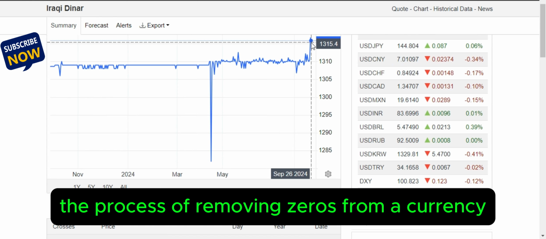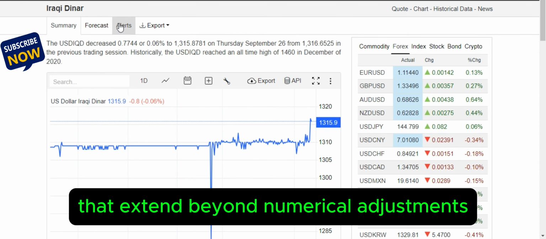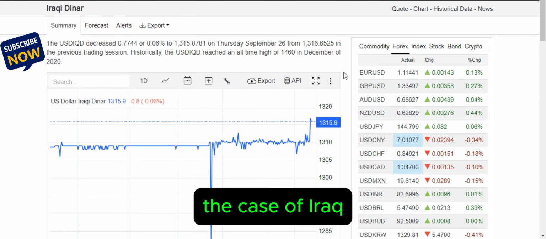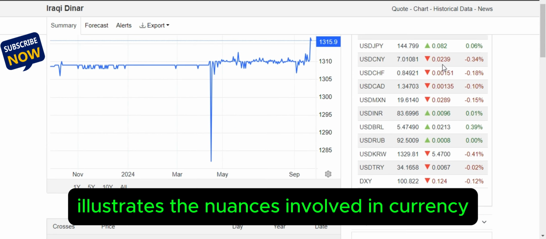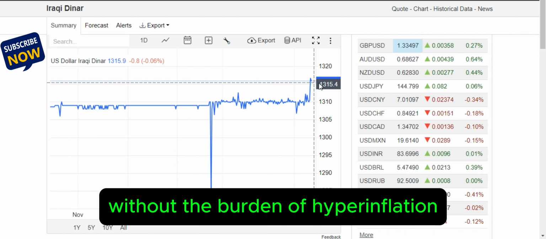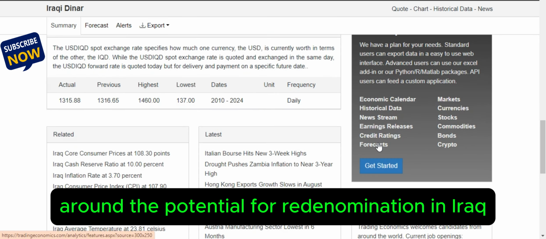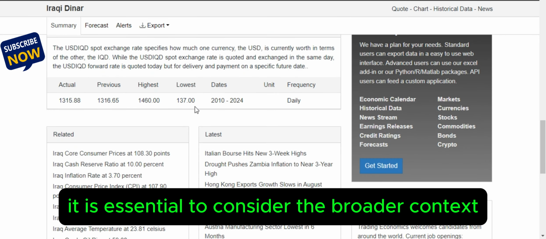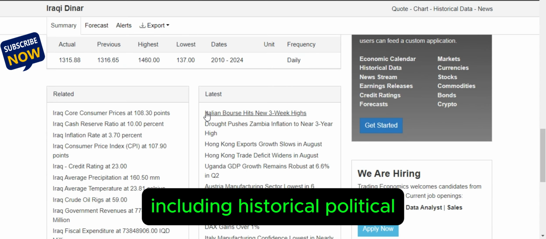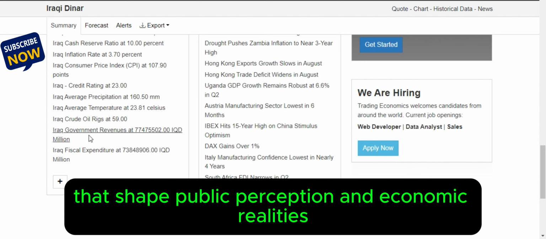In conclusion, the process of removing zeros from a currency, while often associated with high inflation and economic turmoil, has complex implications that extend beyond mere numerical adjustments. The case of Iraq illustrates the nuances involved in currency redenomination, as the country navigates its unique economic landscape without the burden of hyperinflation. As discussions continue around the potential for redenomination in Iraq, it is essential to consider the broader context, including historical, political, and cultural factors that shape public perception and economic realities.